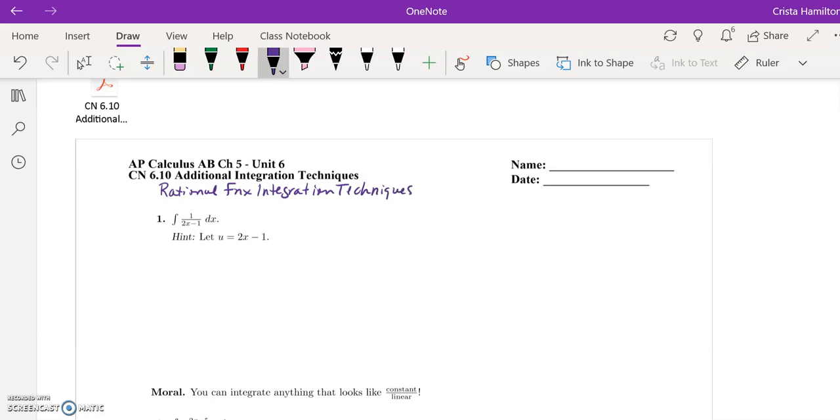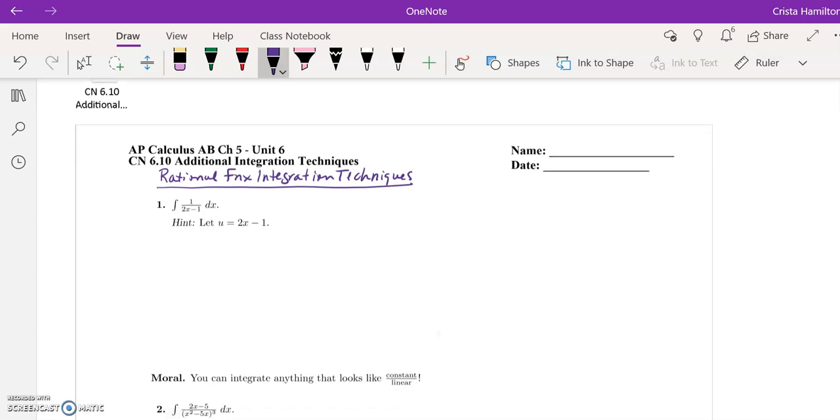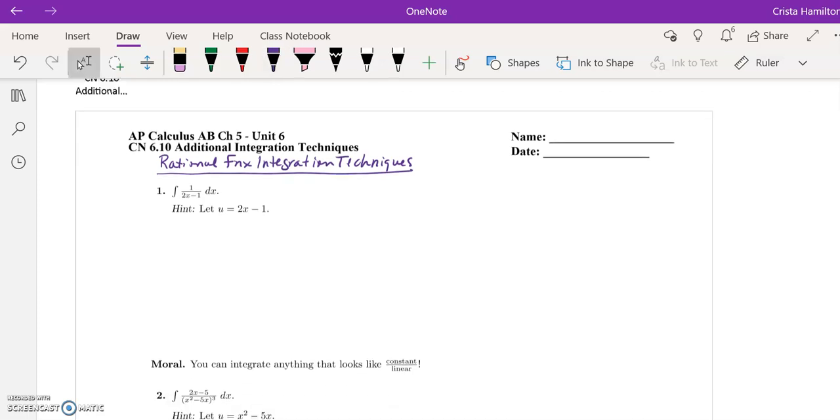Now, the interesting thing here is that in AB Calc we do not need to do every possible rational function integration technique. Some of them would be in Calc 2 or BC Calc. I'm going to show you the ones that are in your AP Test CED curriculum guide. And so we're going to work through it. We're going to start with some easy ones, going back to what we already know how to do.